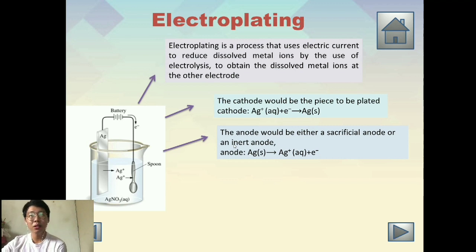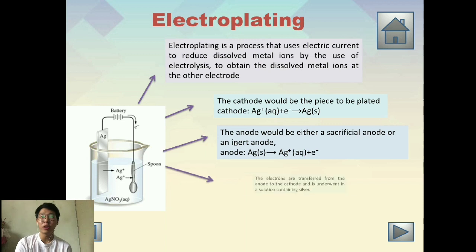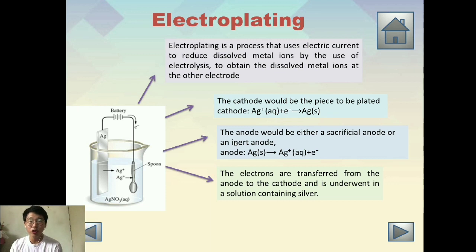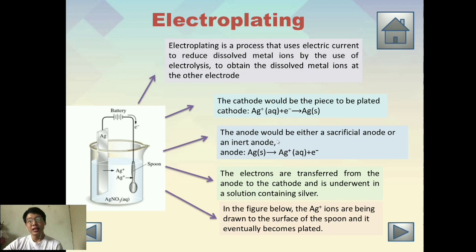And next, the electron will transfer from the anode to the cathode. Hence, this is underway in the solution containing the silver. So the solution we use here is AgNO3, which is the silver nitrate. And for the next slide, we need to discuss the purification of metal.